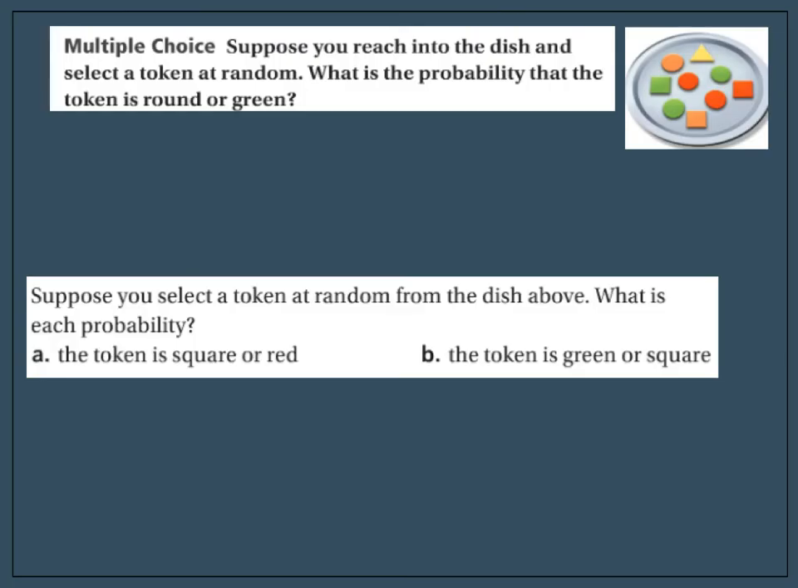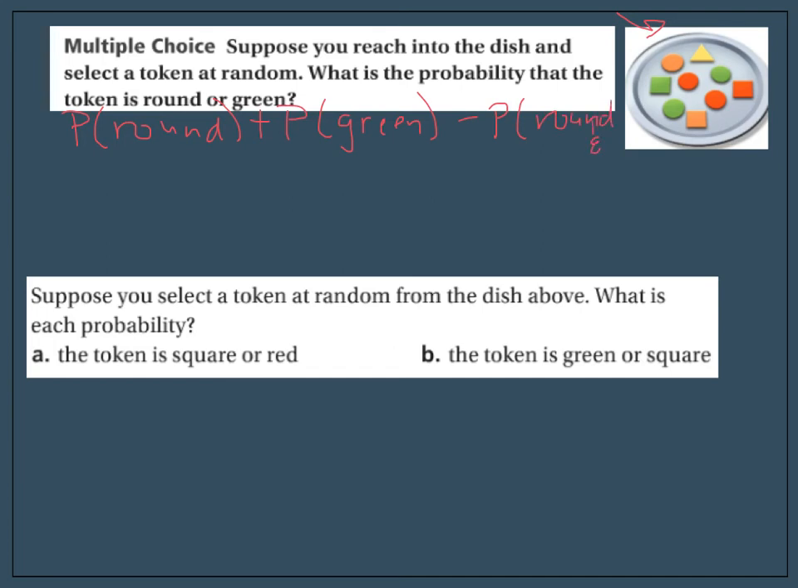But what if I do have an overlap? So let's say, look here, suppose you reach into a dish and you select a token at random. Here's my dish right here. What's the probability it is round or green? So first I'm going to find the probability it's round, and I'm going to add that to the probability that it's green. Now these are not mutually exclusive. There's some that overlap. So I'm going to have to subtract the probability of having it both be round and green.